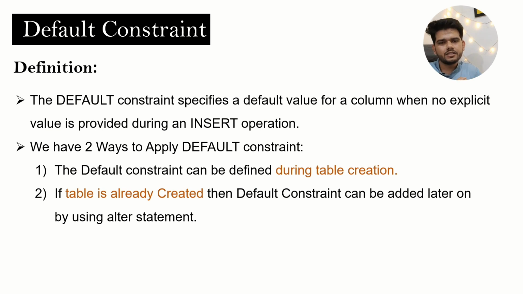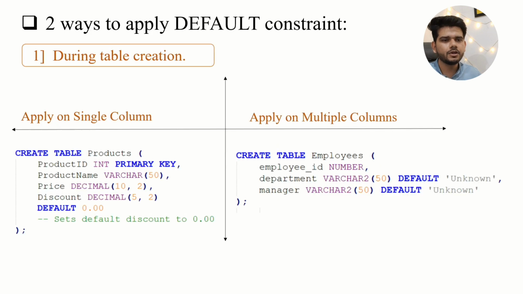The default constraint specifies a default value for a column when no explicit value is provided during the insert operation. So here also we have two ways to apply the default constraint. First one during the table creation, and the second one, if the table is already created, then using the alter statement. Now let's see the first way. Under this, first we can see how the default constraint is applied on a single column.